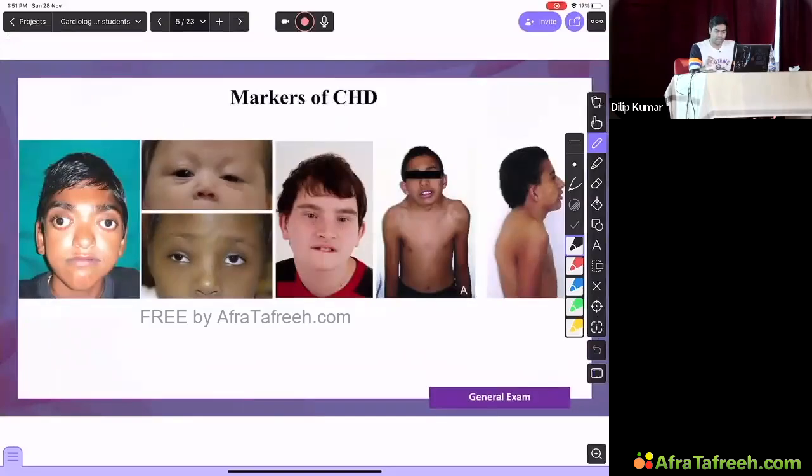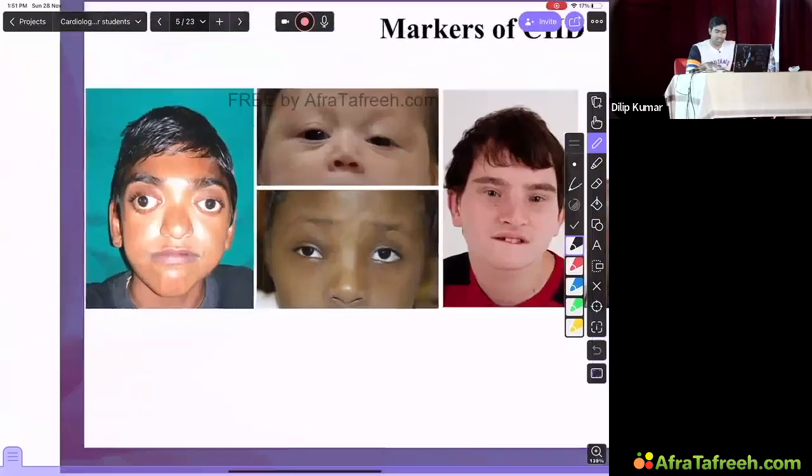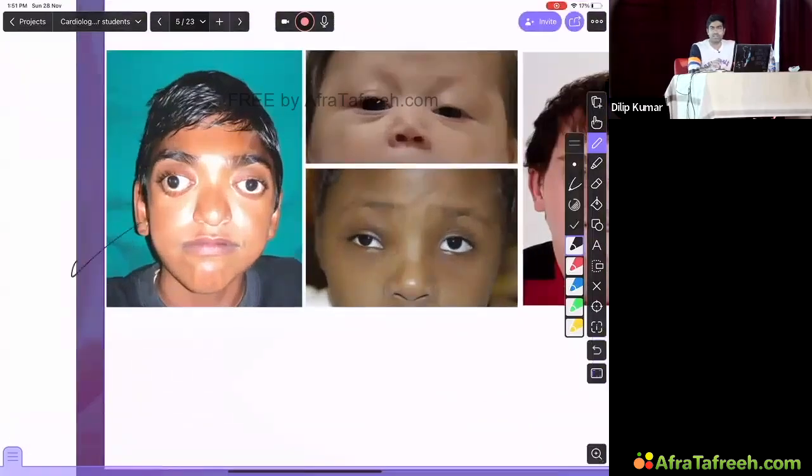Then these are some examples of the markers that you have seen right now. So what is this one? It's easy to say. This one is hypertelorism. I'll talk about that later on.